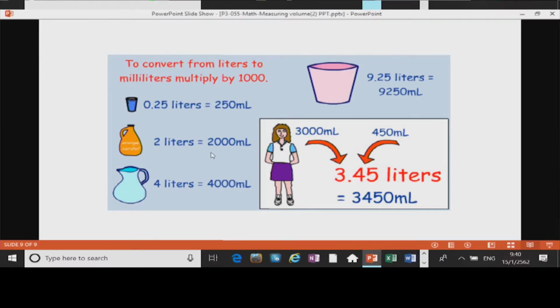2,000 milliliters, how many liters? 2 liters. 4,000 milliliters, how many liters? 4 liters. And last one, 7,000 milliliters, 7 liters. Remember to convert by 1,000. Any questions, guys? No. Okay, well done.